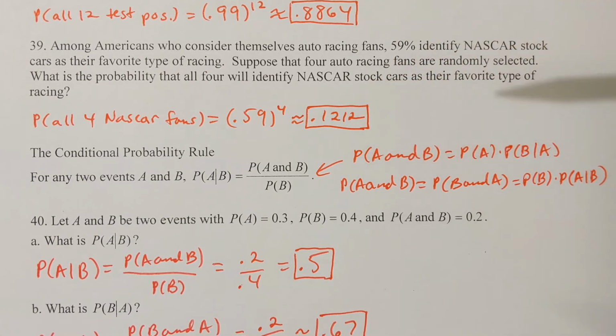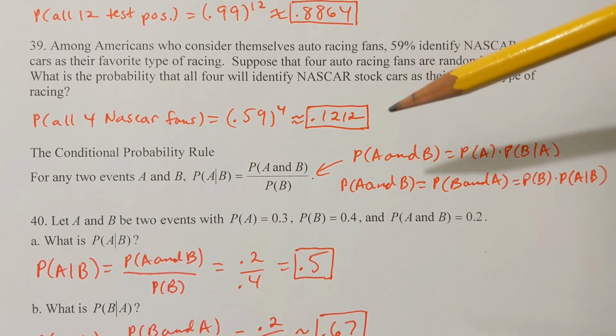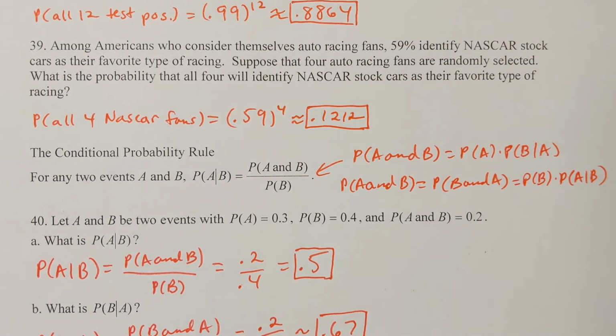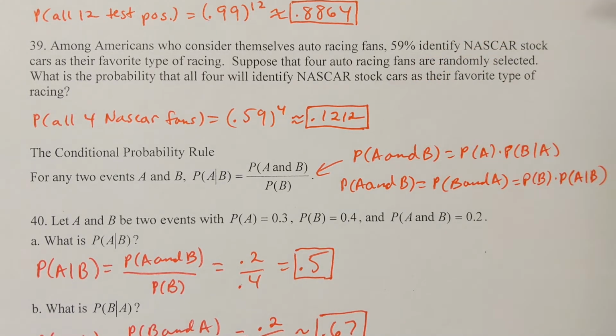Okay, so that's a very low probability. What that tells me is I have a 12.12% chance of having all 4 NASCAR fans if I have 4 racing fans in a group. So probably someone is not going to like NASCAR.